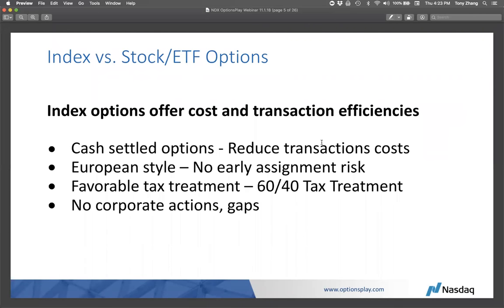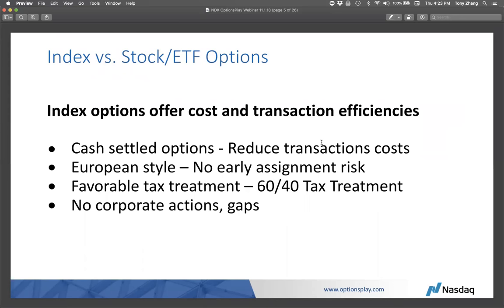So you never have to worry about having enough money or margin in your account to cover buying or shorting the stock. Second of all, they're European style, which means that there's no such thing as early assignment. You don't have to worry about being in a spread and all of a sudden being assigned on one leg of that spread. So there's no early assignment, and it's cash settled, so it's really easy to manage from a trading perspective. There's also an additional favorable tax treatment.